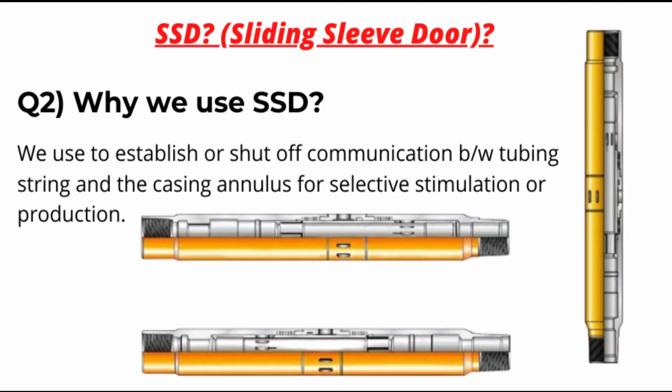Why we use sliding sleeve door? We use sliding sleeve door to get the communication with the zones, to take the production from one zone and to stop the production from another zone, because we can't take the production at one time from 2 zones because of the differential in the pressure. So we take the production from one zone and we open the ports of the SSD, and we shut off the production from another zone. We close the ports of the SSD.